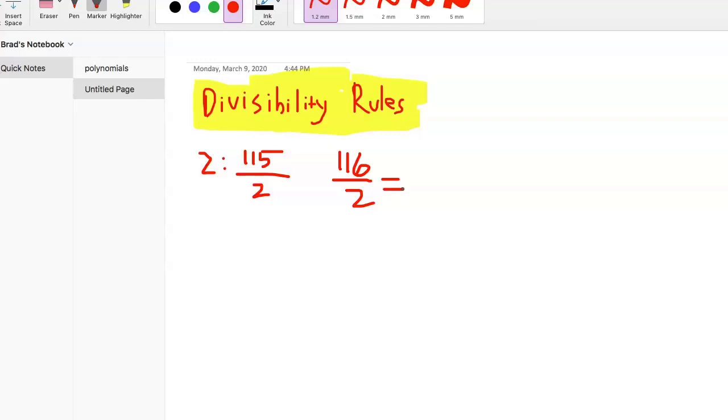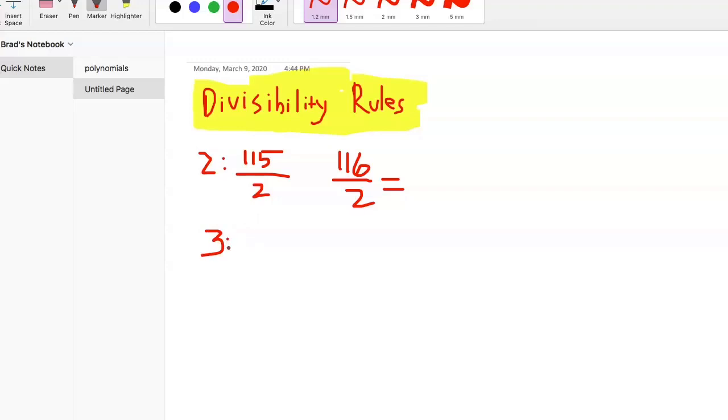Let's see if I can do this in my head. I believe that number will be 58, whereas 115 divided by 2 is 57.5. You can play with a calculator on your phone doing this a bunch of times, and I know you will. You'll consistently find that every single time the last number is odd, it ends up as a decimal. When the last number is even, you always get a whole number or an integer for your answer. So that's a pretty simple one to remember.